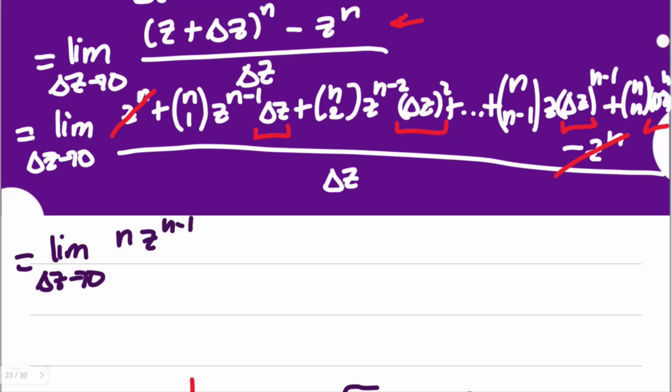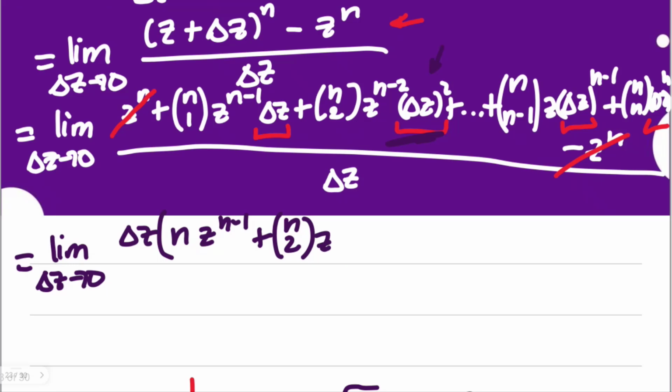Sorry, we factored, by the way, forgot. We factored delta z. That's why your second term now is n taken 1, or n as mentioned, times z to the power of n minus 1. When you take out here delta z, you will still have there n taken 2, z to the power of n minus 2, and delta z.